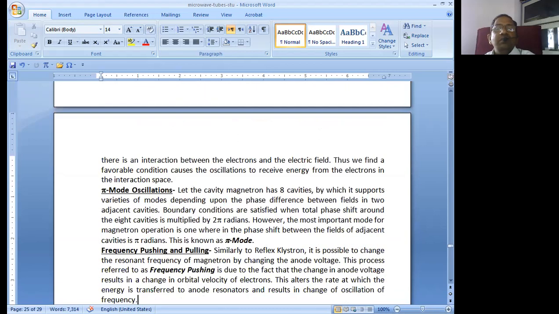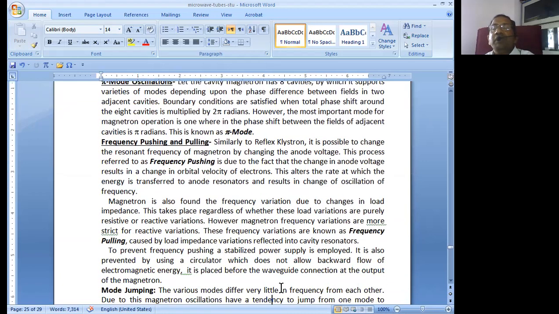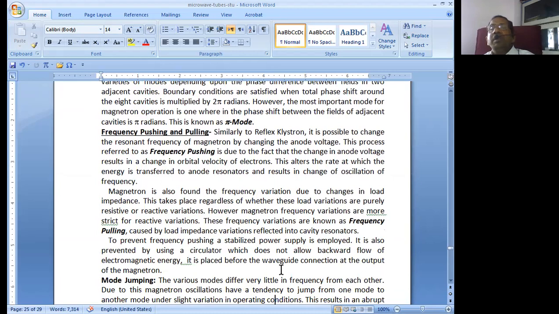Then the next one is, what is pi mode? Pi mode is nothing but, if the phase difference between two adjacent cavities is pi radians, then it is called a pi mode. Then the next one is frequency pushing and frequency pulling. Frequency pushing is because of the variation in the anode voltage. Frequency pulling is because of variation in the load. And mode jumping is because of these operating conditions.